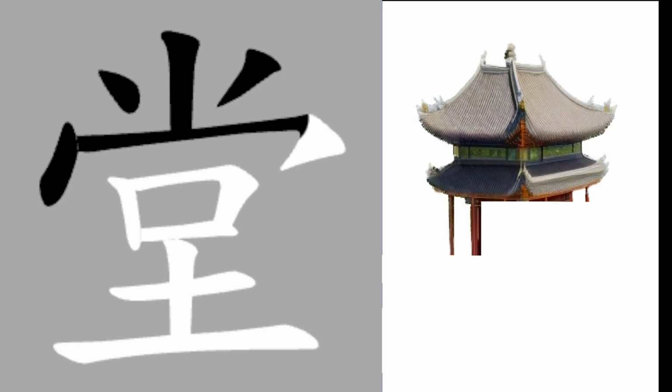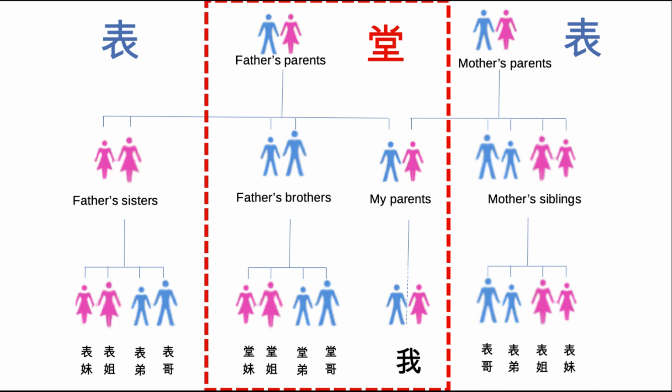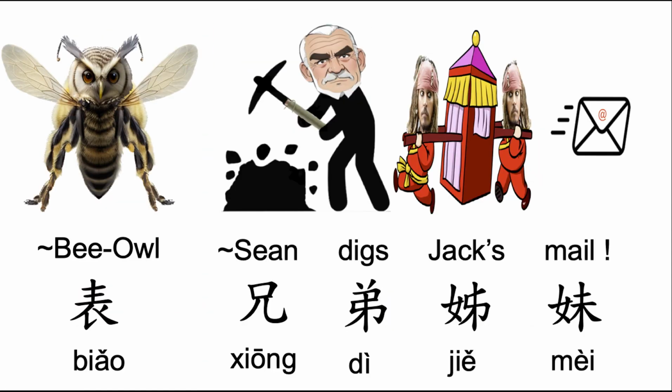Now, let's consider cousins on the mother's side. All of my cousins on the mother's side, the children of my mother's siblings, are my cousins. The children of my father's sisters are also my 表兄弟姐妹. They are both called 表兄弟姐妹.